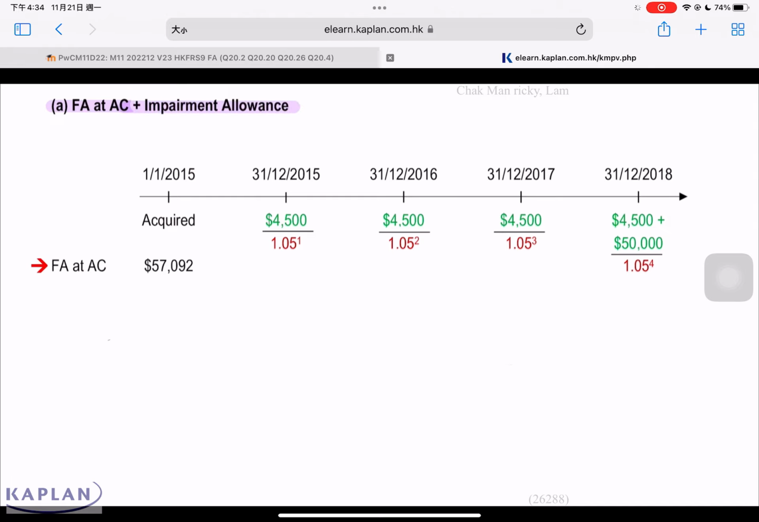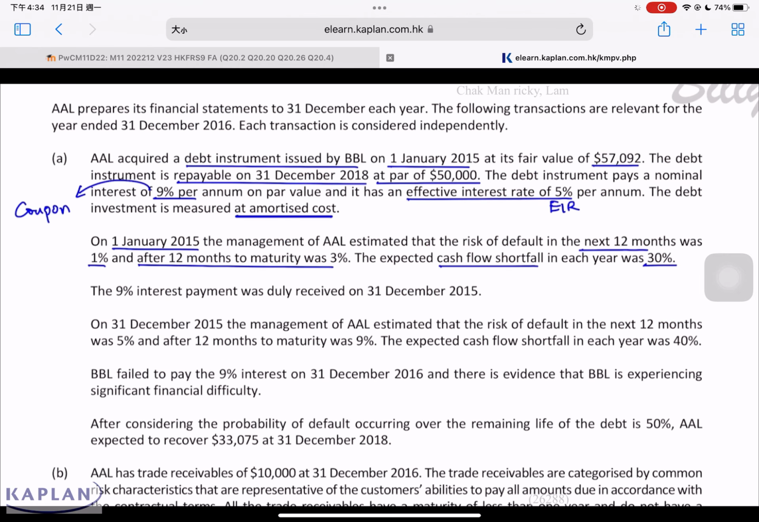This is the financial assets at amortized cost, impairment allowance. We need to know what's the impairment allowance at year 0. On the day we acquire this investment, immediately you're taking some credit risk. If you are taking the credit risk, you must account for the expected credit losses. On the day they acquire this investment, the expected cash flow shortfall each year is 30%. In the event there's a default, they are not able to receive 30% of the cash.